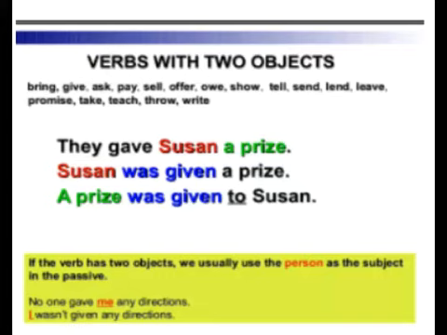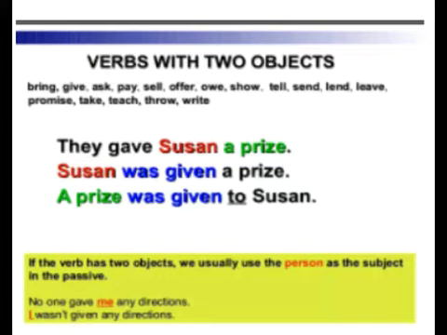Again, ask the question: to whom did they give a prize? The answer is Susan. Susan is the indirect object. Step 2 is to change the places of subject and object. First, we make a passive sentence with the direct object. So, the direct object here is a prize. So, a prize is written in the subject's place. You can write by them at the end.